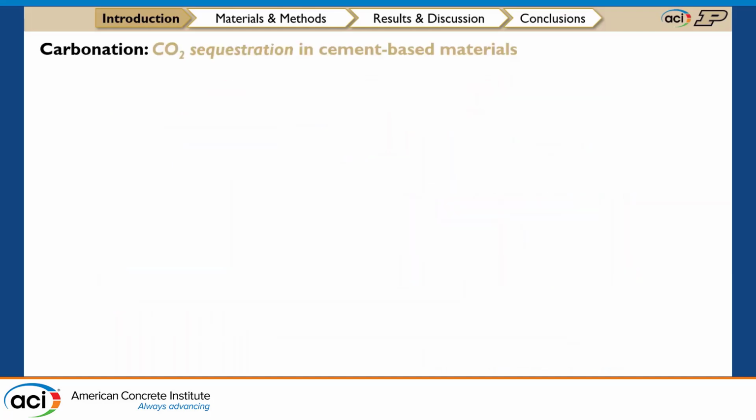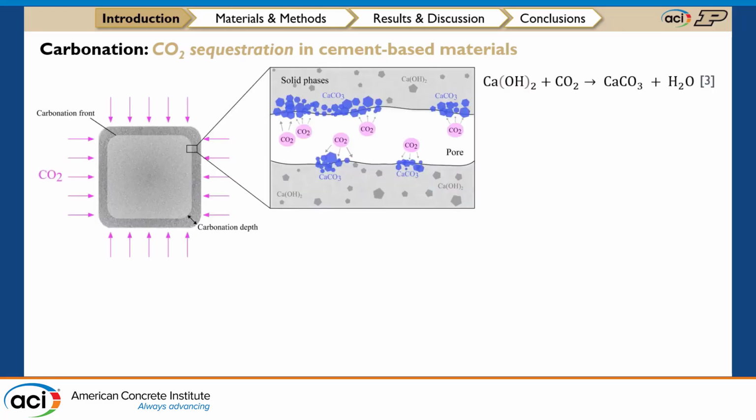So one of the approaches that we may take is to sequester CO2 into our material, into our concrete, and that is known as carbonation in cement-based materials. And carbonation is basically the process by which calcium hydroxide and other hydration products of cement react with CO2 in the air to produce calcium carbonates. So this is great, however, it has the drawback that it's a very slow process. It takes a lot of decades to complete itself, but there are ways to accelerate it.